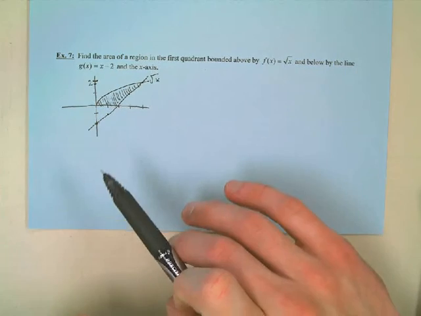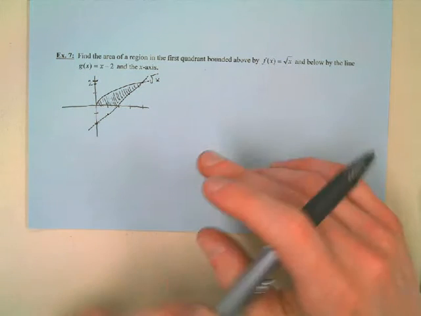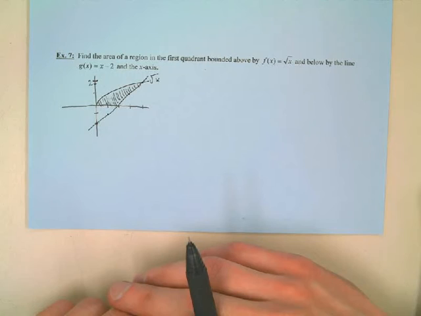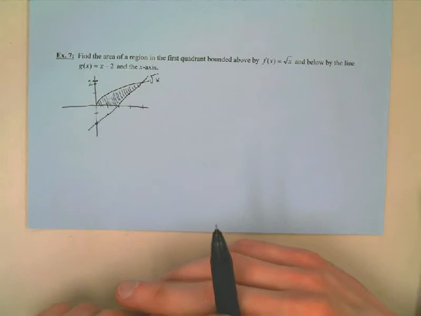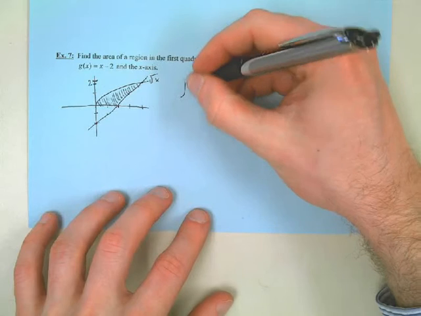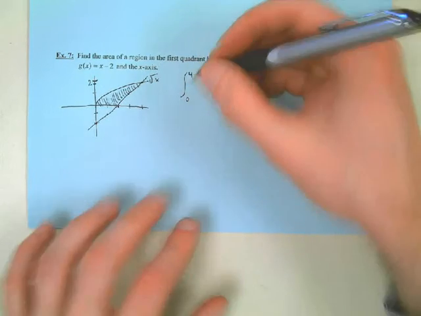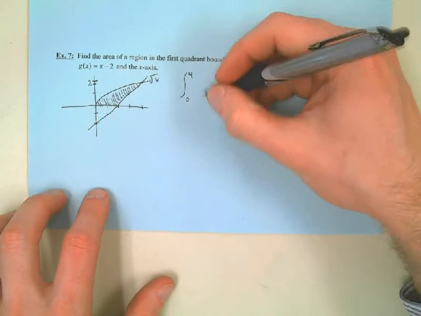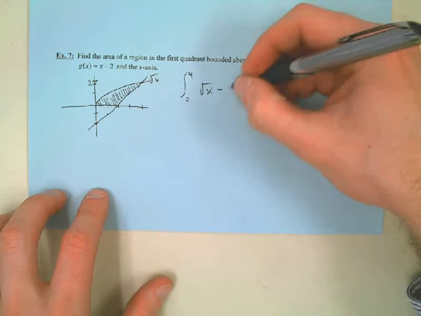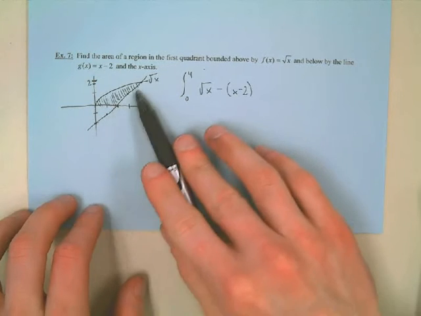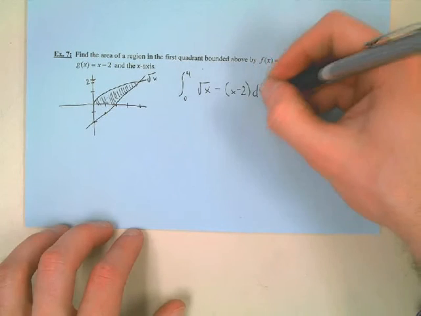So now you've got to set up the integral here. Well, I would think it would be the integral from 0 to 4 of square root of x minus, okay, so let's think about this. If we say 0 to 4, because it does go from 0 to 4 here, and we say top curve square root of x minus bottom curve x minus 2, we might think that's what we're supposed to do. But why isn't that right?